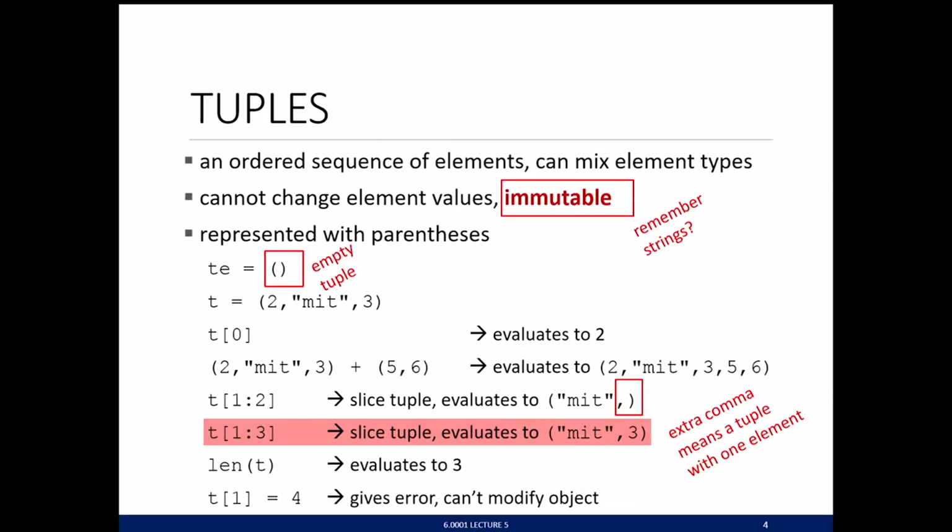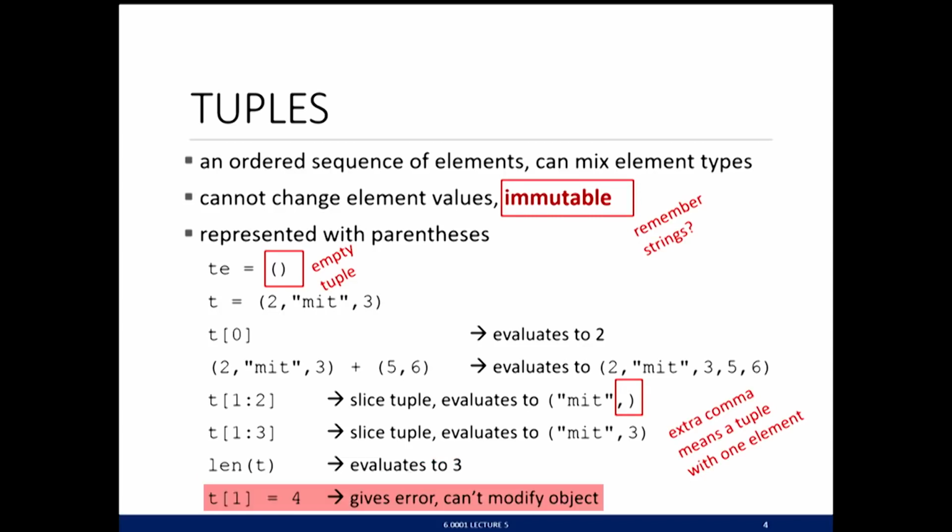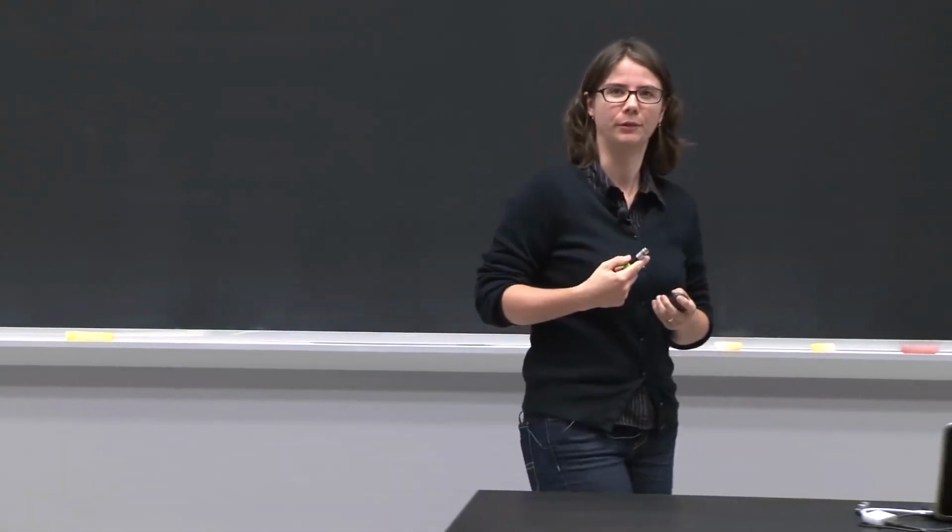We can do the usual operations like get the length of a tuple, which says how many elements are in my tuple. The len of this t would evaluate to 3 because there are 3 elements inside the tuple, each element, again, separated by a comma. And just like strings, if we try to change a value inside the tuple, in this case, I wanted to change the value of the second element to 4, Python doesn't allow that because tuples are immutable.